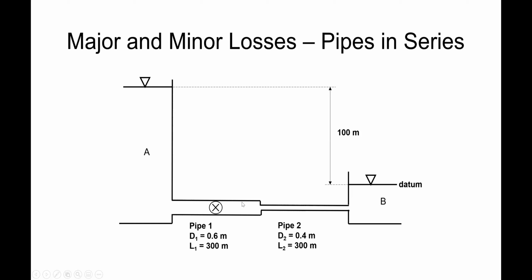We'll have an entrance loss. Here's a valve, so that'll have a minor loss as the flow goes through the valve, contraction, and then an exit loss. So we'll set this problem up just to talk about it, and then we'll solve it.